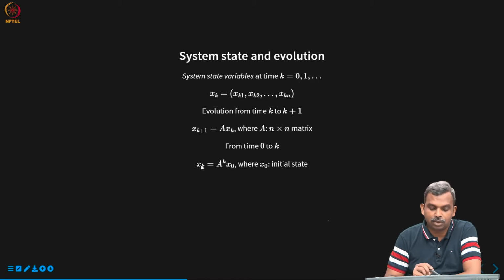Likewise you will keep getting it. So, x_k will become A^k times x_0, and this x_0 is the initial state. Okay. So, you see how this A^k enters the picture because of this kind of evolution, right. So, repeatedly this A gets applied to the state of the system variables, and then you get A^k. Alright. So, now we are interested in what happens to A^k for different types of A.